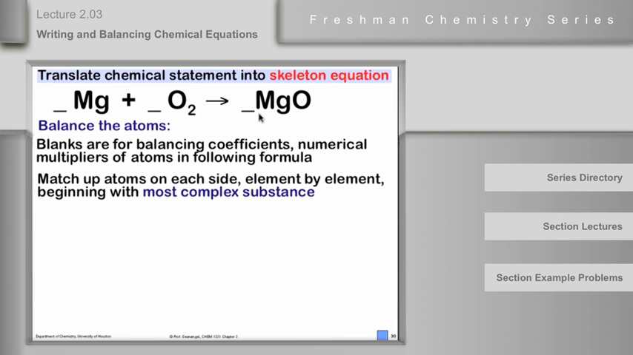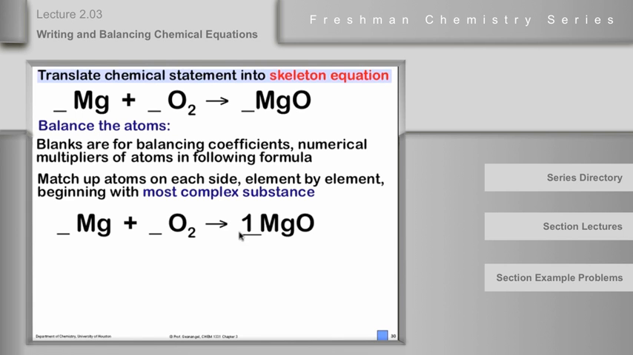So this skeleton equation is the place to start, and as a rule of thumb, it's a good idea to pick the most complicated thing to work on first. So what I mean by that is I would look at this thing and say, okay, we have to have at least 1 magnesium oxide, right? Can't have less than 1. You might have more, but you can't have less. So we could put a 1 in here as a trial balloon, right? And the reason we choose the most complicated thing is that it affects the largest number of other things.